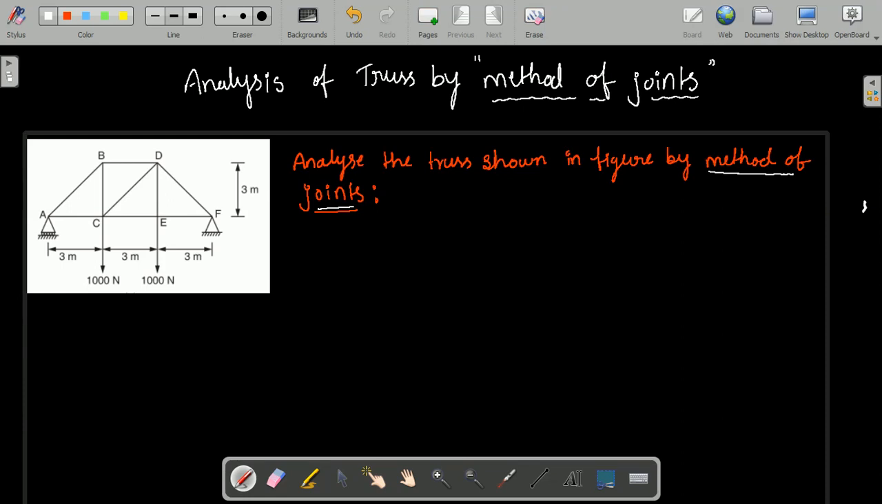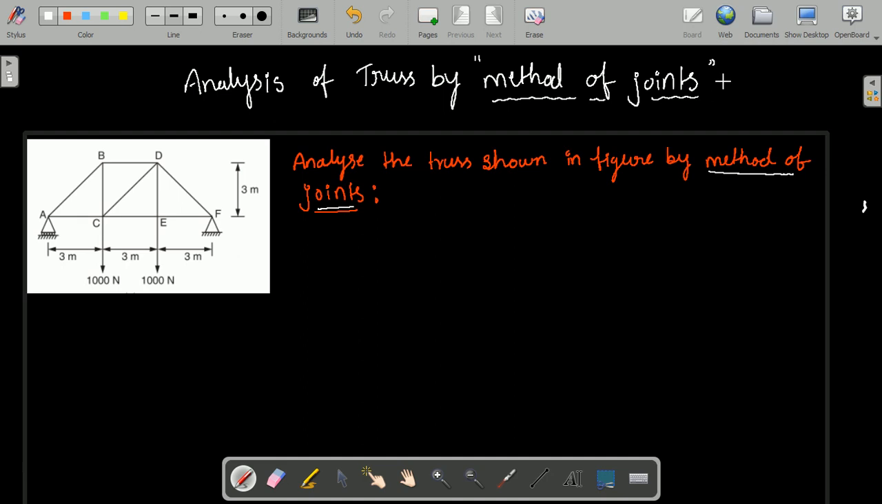In today's class we are going to solve problems on trusses by the method of joints. As we have already discussed in the theory part, we have two methods to analyze trusses. Analysis means finding the axial force developed in the members because of the external loads. The two methods are the method of joints and the method of sections.